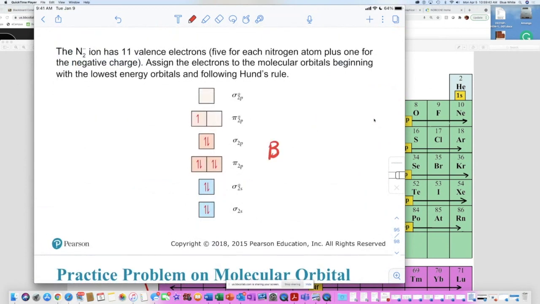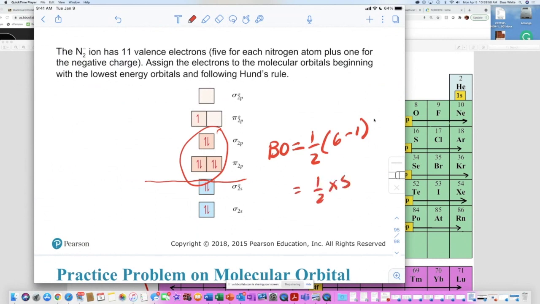And then bond order. This is a lot neater. Bond order, 1/2. I'll use the top ones only. Bonding electrons, what are these? 6 minus 1. 1/2 times 5. 2/2.